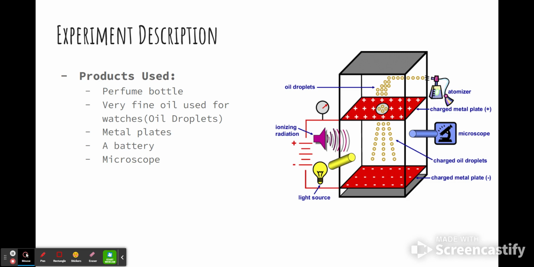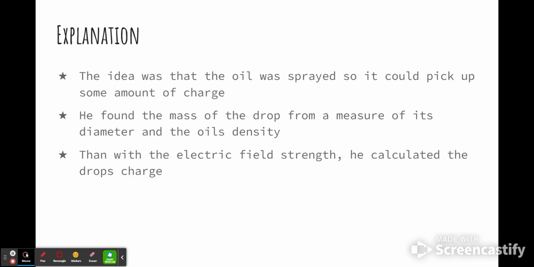So these are the products used in this experiment: a perfume bottle, very fine oil, metal plates, a battery, and a microscope. He uses oil instead of water since oil won't evaporate during the experiment. In the experiment, he drilled holes in a couple of sheets of metal and connected batteries so he could change the voltage of the plates. He then used a microscope so he could see the drops fall, which did end up working.